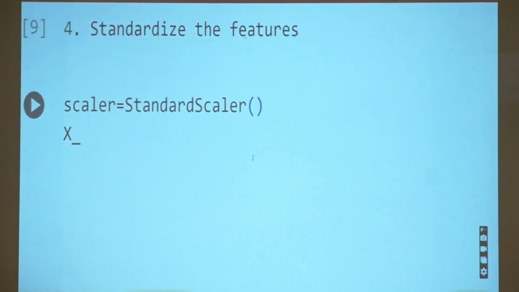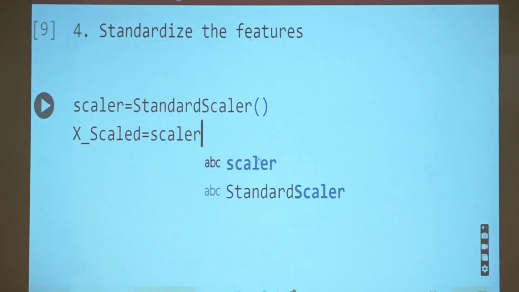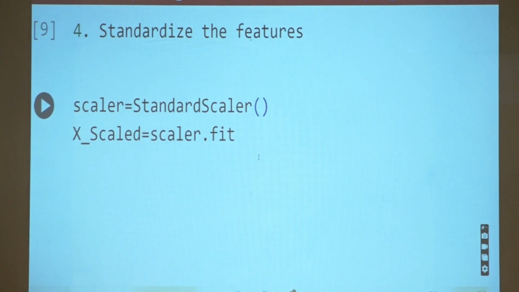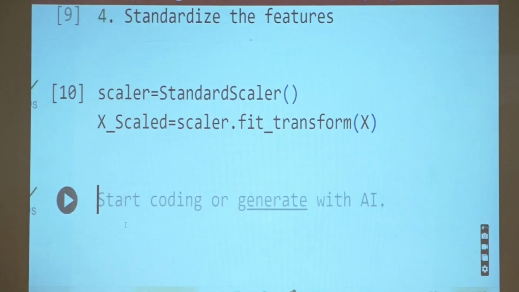So I write scaler is equal to StandardScaler. I am calling that function and say X_scaled. I am only doing scaler for the X variable, that is input. So I say X_scaled is equal to scaler.fit_transform. So using the standard scaler function, I am standardizing the data.